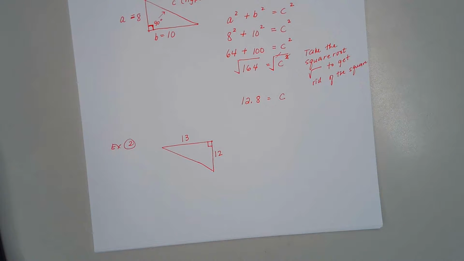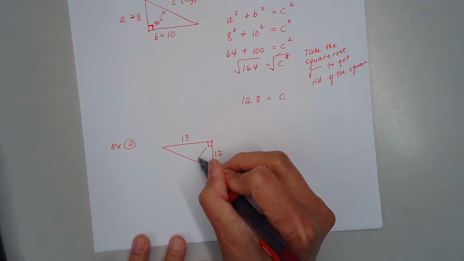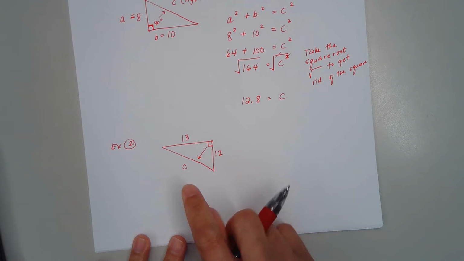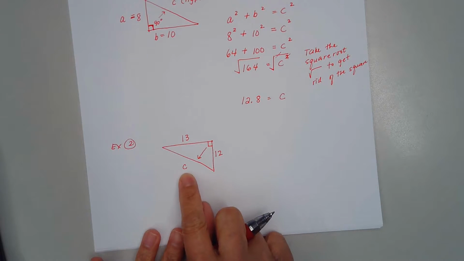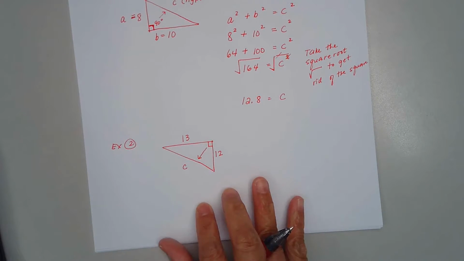Because it's the longest. And how do you know it's the longest? Because it looks longer. And it's right across the 90 degrees, right? The C is always right across from 90 degrees. And there's a special name for C. What do you call that special name for C? Hypotenuse.